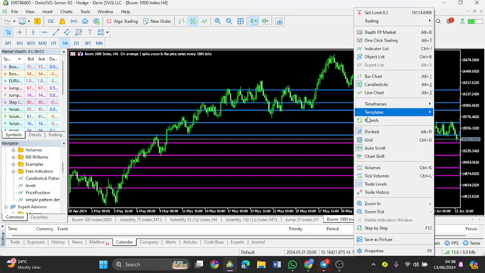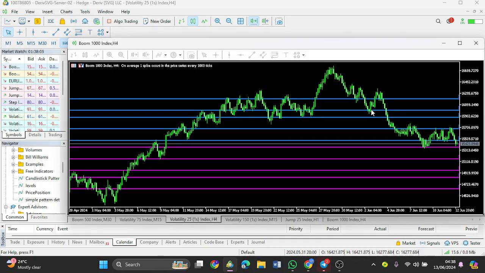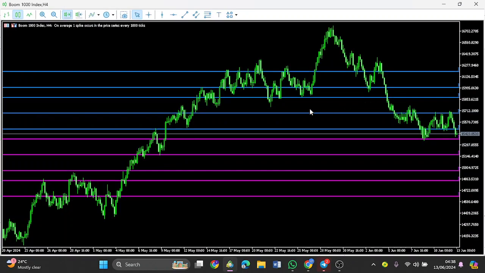Now this is Boom 1000. Now this is a Tango. This is software. Most of you guys will hear me talking about it. This is the software I use to tell where most buyers and most sellers are. These are the places where once you take a buy, you know the market will move impulsively in your direction.